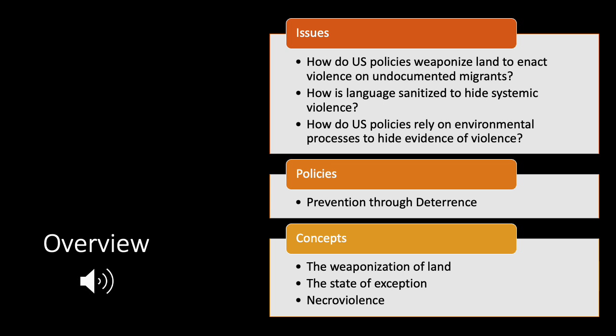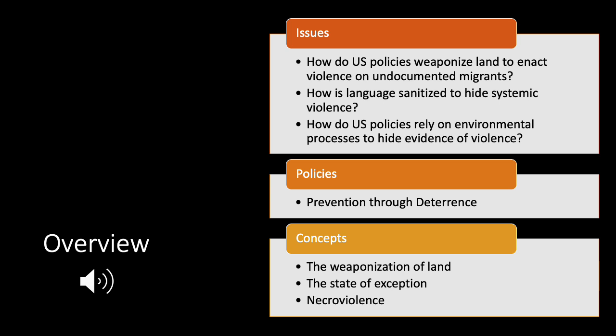So if you want to know more about this stuff, most of what I'm going to talk about is coming out of those first couple chapters. The key issues are going to be how does the U.S. weaponize land to enact violence on undocumented migrants? This is a big piece of Jason DeLeon's argument. This is actually the main thrust of his argument, that U.S. policy relies on environmental processes to enact violence on migrants. It puts migrants in these kind of subtle ways in dangerous and precarious situations on a systematic level, and I'll explain all of this in a bit, that make it more likely to experience trauma, harm, and death.